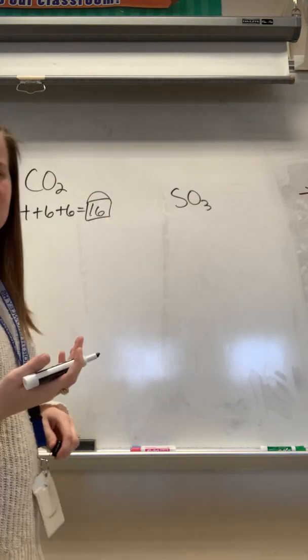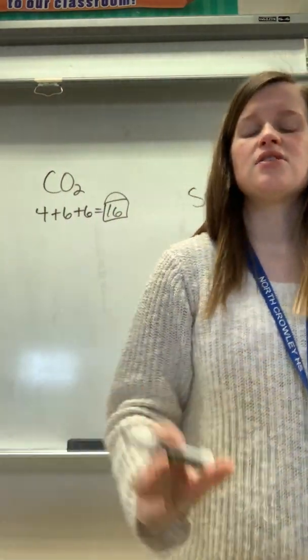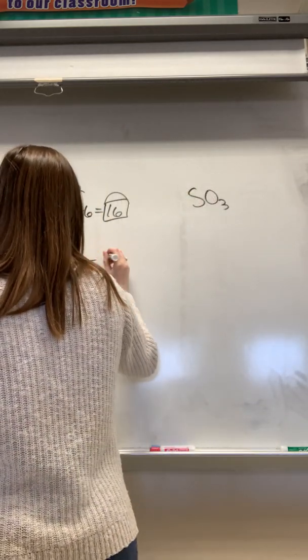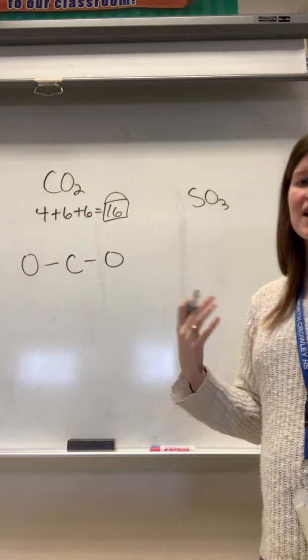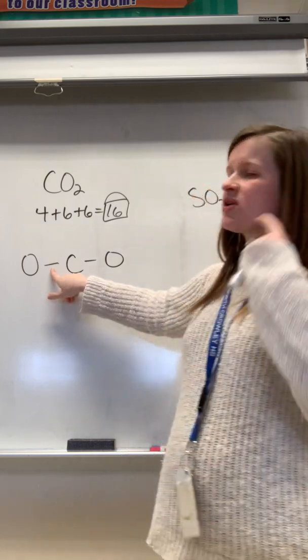Okay, so my next step is to connect them. I hope y'all can see that, it's not too far away. My next step is to connect them all. Again, I'm going to put oxygen on the outside because I have multiples of those, and carbon's going to go on the inside as my central atom. Now I automatically connect them with a line.